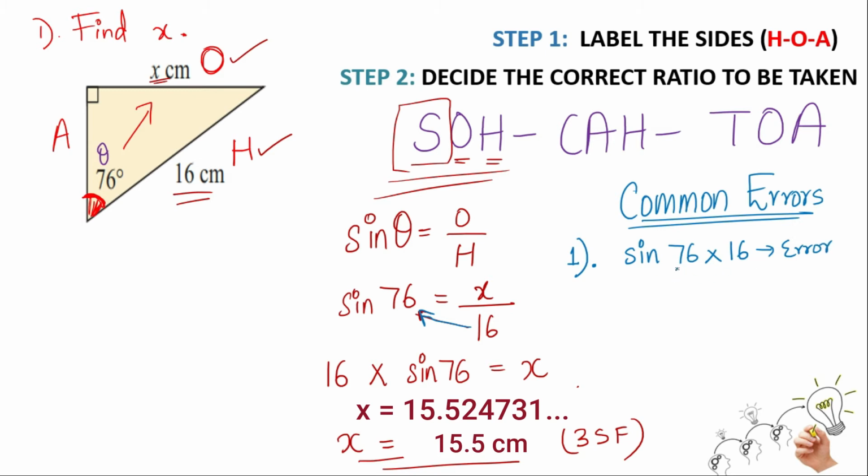Okay. If you want to do this, you can type it like sin 76 inside the brackets, then you multiply by 16. So that the sine is only applicable to the angle 76. Now this will give you the same answer, but if you type it like the other way, it is a big error. Now let me give you some more questions to solve and see whether you can do it by yourself.